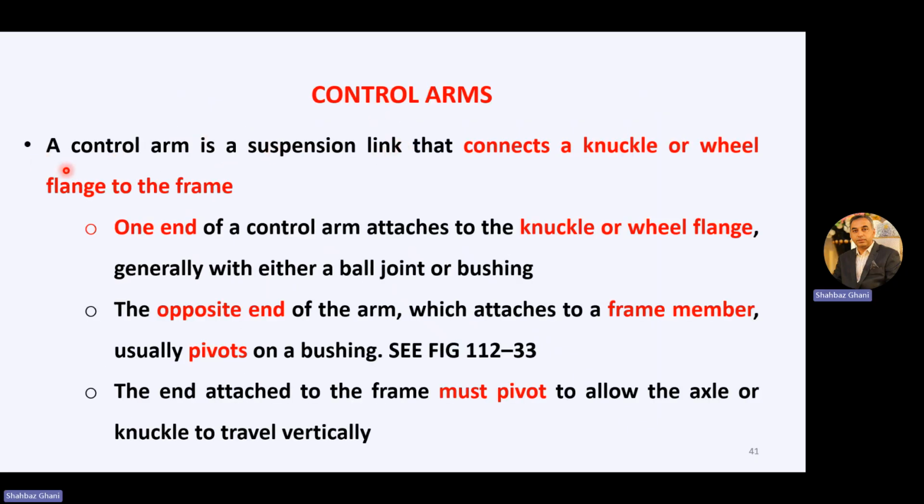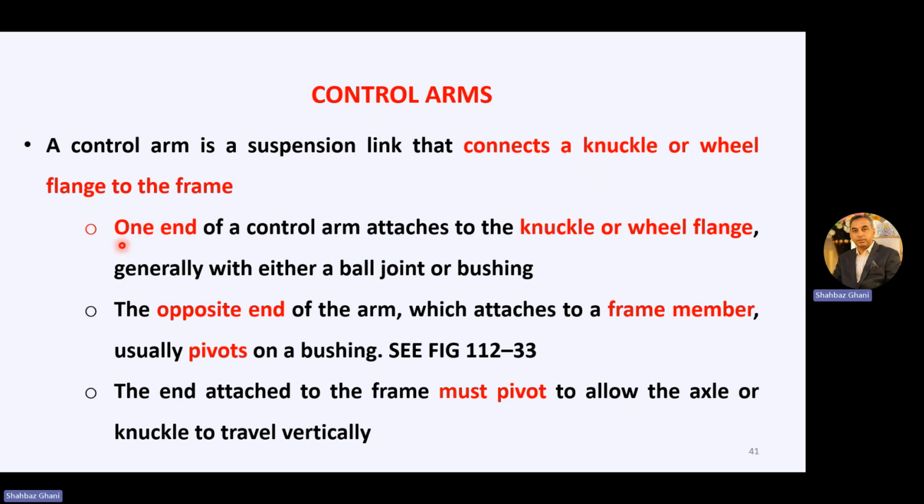Control arms. A control arm is a suspension link that connects a knuckle or steering knuckle or a wheel flange to the frame. So basically it is that component or that part of a suspension system which connects the steering knuckle or a wheel flange to the frame of the body.